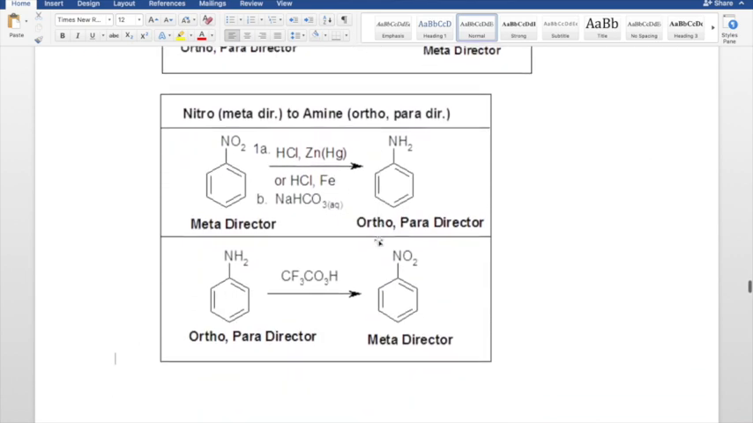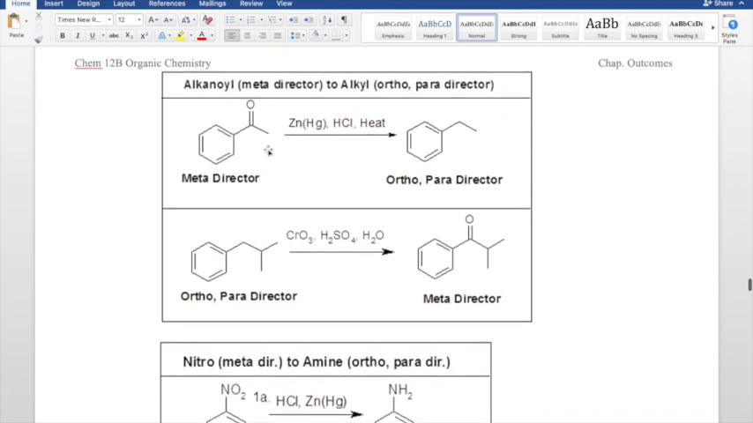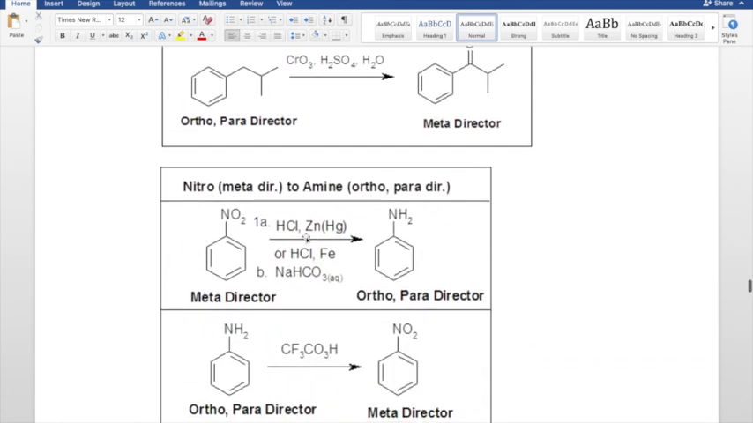And then you could take a nitro, which is a meta director, deactivator, and you can make it an aniline, which is an ortho-para director. This is actually a reduction. It's pretty much the same as the reduction of the ketone here. That's one way to do it. There's lots of ways of doing these things, but you can use the zinc amalgam and HCl. And then you do a second step with sodium bicarbonate, because under these acidic conditions, this will be protonated. And then if you add a base like this, you can deprotonate it.